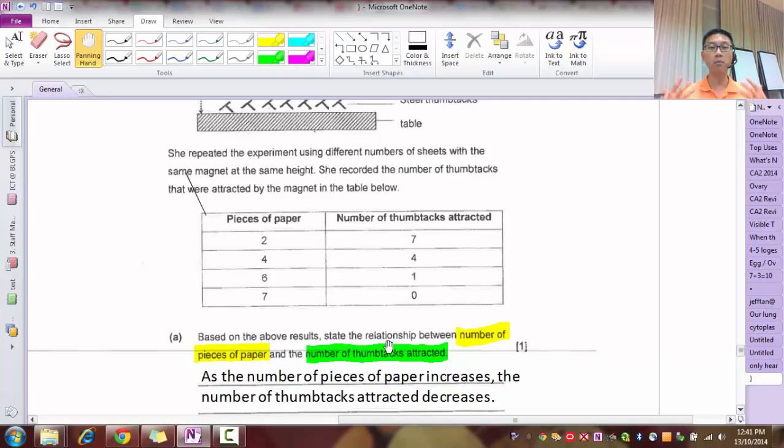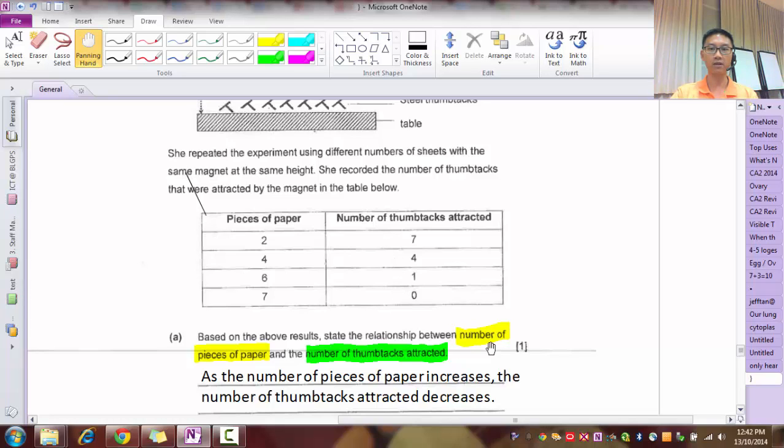So this is a very common, very popular relationship kind of question. Relationship is always between 2 persons. So always identify who the 2 are. Relationship between someone and someone. So between the number of pieces of paper, that's my first person, and the number of thumbtacks attracted, that's my second person. So in your answer, you must put down the full thing, not half a person. So if you look here, as the number of pieces of paper increases, the number of thumbtacks attracted decreases. So that's why your answer is like that.